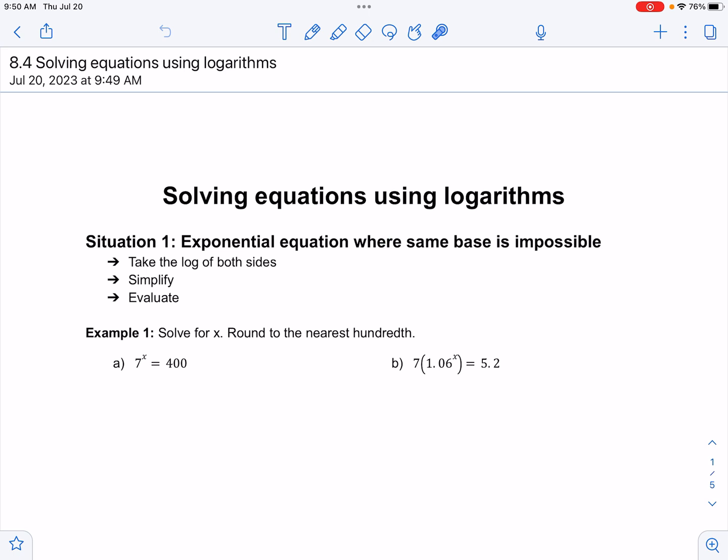Remember that when you were solving exponential equations, if you could rewrite terms so that they had the same base, you could then equate the exponents together. But in these types of questions, that's not going to be possible. What we're going to do is take the log of both sides, simplify, and then simply evaluate it. And you'll see in questions like these, it'll ask you to round. In this case, we're being asked to round to the nearest hundredth.